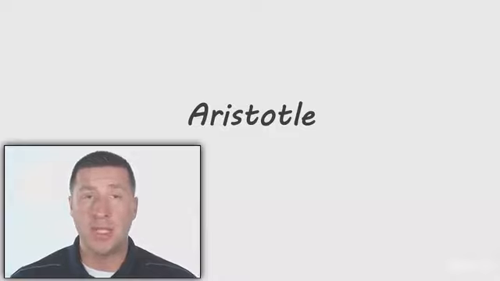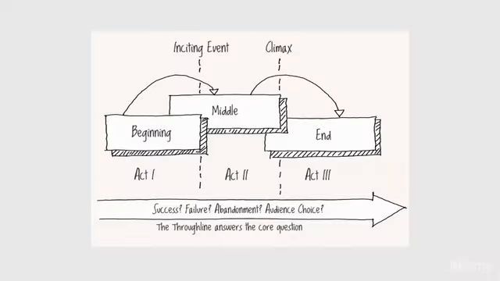The structure is used by several prominent authors and is taught in many colleges today. The basic structure looks like this. Act 1 lays out the beginning of the story. This is where you introduce the main characters and the inciting events. In our case, the murder.